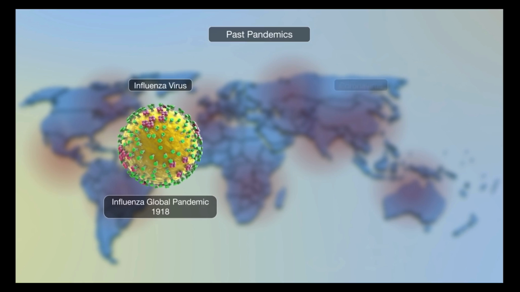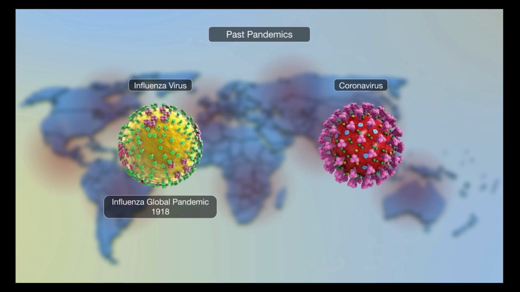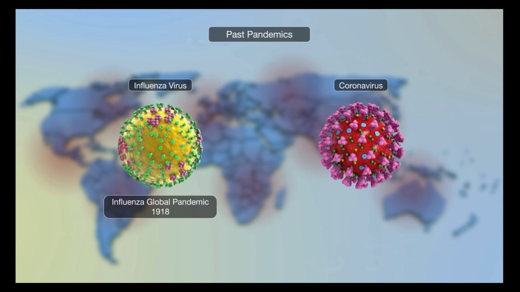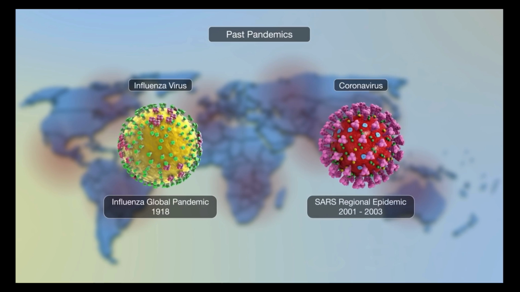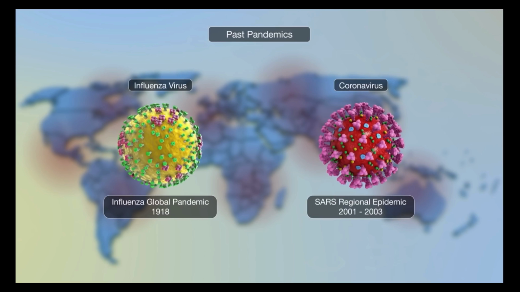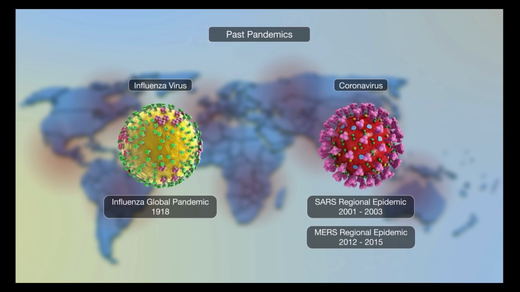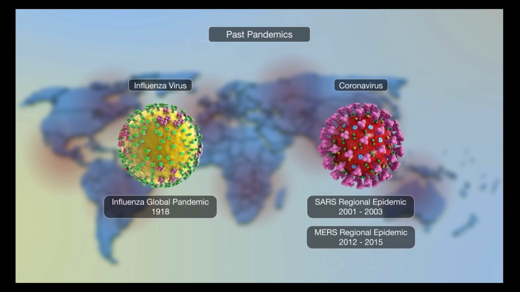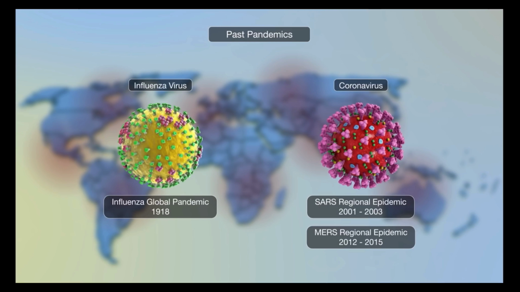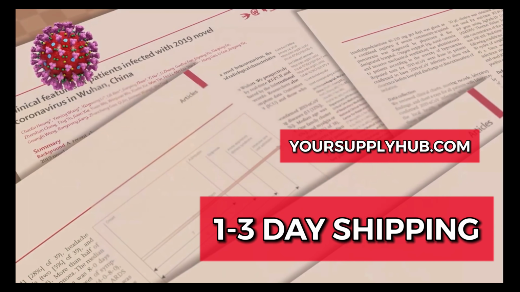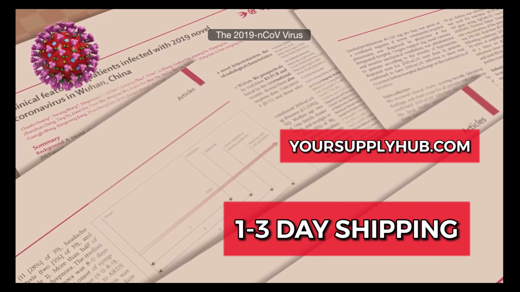While no global pandemic has been born from the family of coronavirus, 2 regional epidemics have resulted from this family of viruses. They include severe acute respiratory syndrome, or SARS, and Middle East respiratory syndrome, or MERS, in 2001 to 2003 and 2012 to 2015, respectively, and resulted in over 1,500 deaths. Much is yet to be known about the 2019 novel coronavirus.